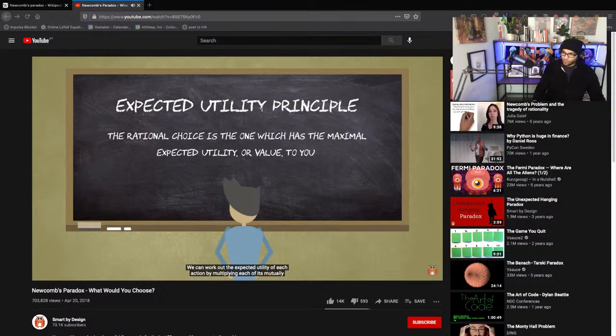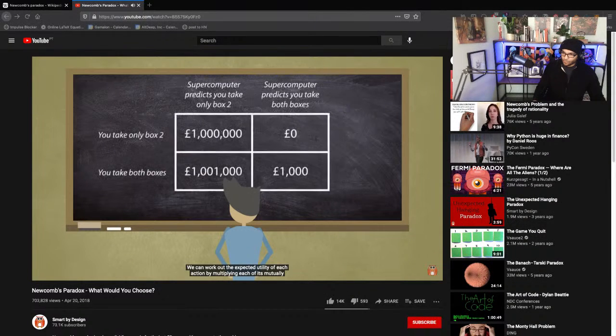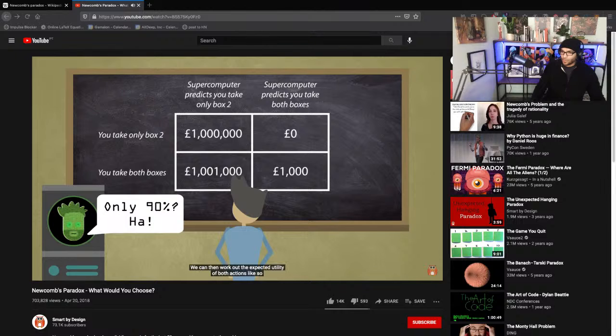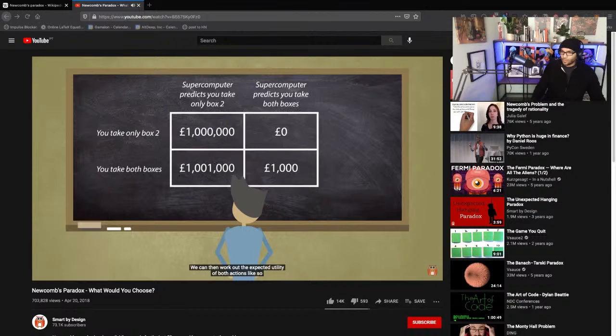We can work out the expected utility of each action by multiplying each of its mutually exclusive outcomes by the probability of the outcome, given the action. Let's say, being conservative, that the supercomputer can predict the future with 90% accuracy. We can then work out the expected utility of both actions, like so.